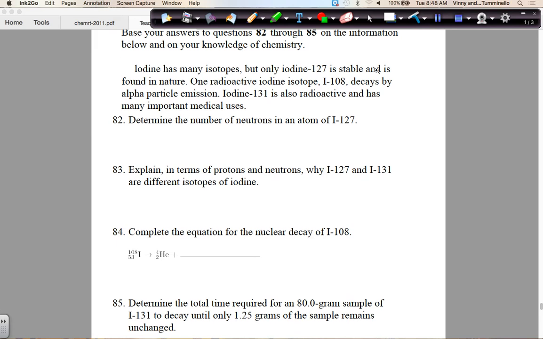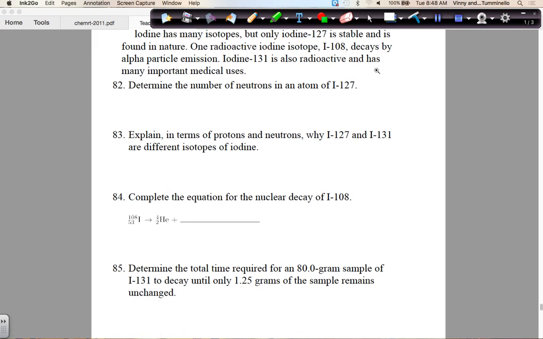82 to 85 are based on this information and our knowledge of chemistry. Iodine has many isotopes, but only iodine 127 is stable and is found in nature. One radioactive iodine isotope, iodine 108, decays by alpha particle emission. Iodine 131 is also radioactive and has many important medical uses. Determine the number of neutrons in a sample of I-127.